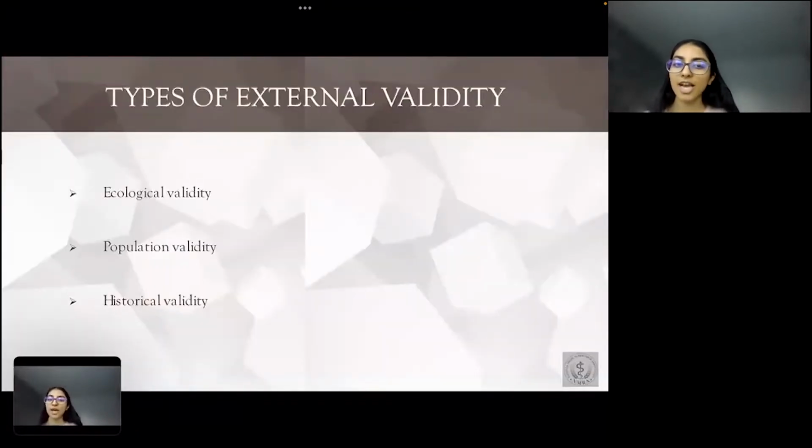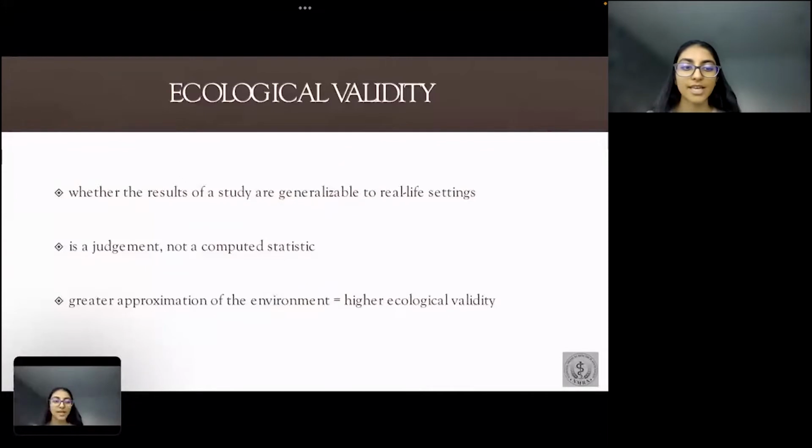Okay, so types of external validity. Three types that I'm going to be covering: ecological validity, population validity, and historical validity. So we'll start off with ecological validity. Next slide, please.